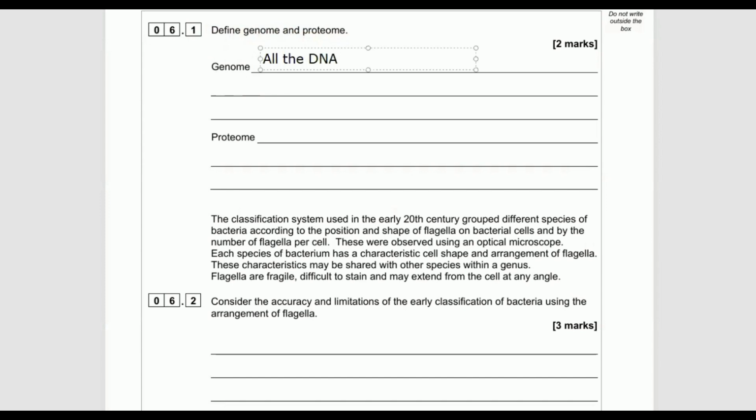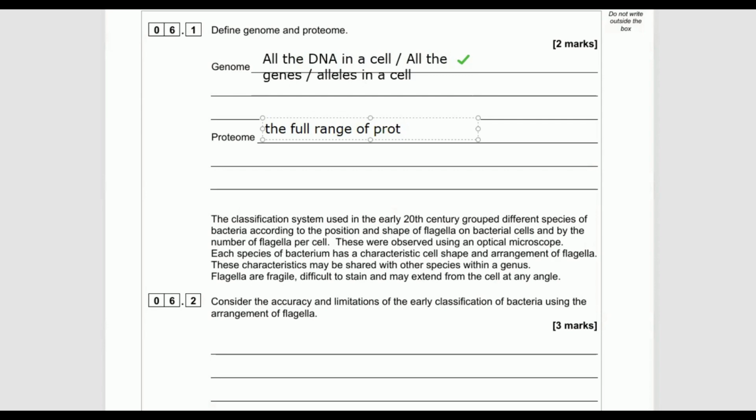Okay, the genome is basically all the genes or all the DNA in an organism or in a cell. So all the genes in a cell, or all the alleles, all the DNA that is inside a cell, that is known as the genome. Now the proteome is only the DNA or the genes that specifically code for proteins, or you could say the full range of proteins coded for by the genome. We know that not all genes code for proteins. For instance, introns are non-coding DNA, so that's not part of the proteome.